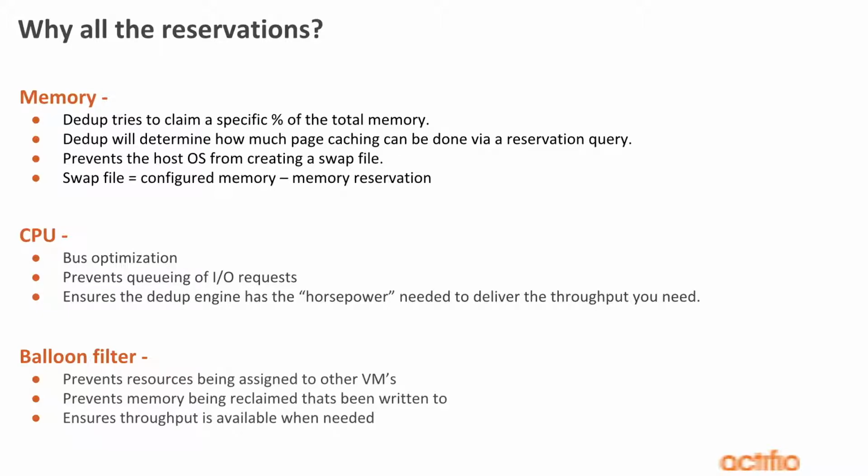This is going to prevent resources from being pulled away from Sky and sent to other VMs. If we write to a memory register, but then we let it go inactive because we're just letting it sit there as a cache file, this will prevent VMware from pulling those memory registers out from underneath us and causing us to essentially restart the job. And then, of course, it just ensures that we've got the throughput that we need to do the workload that we tell you that we can do.